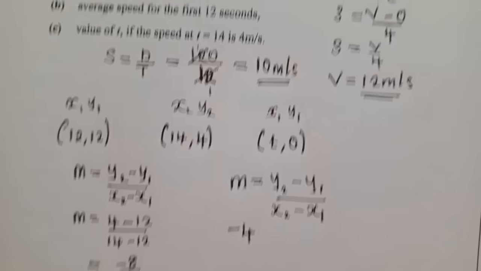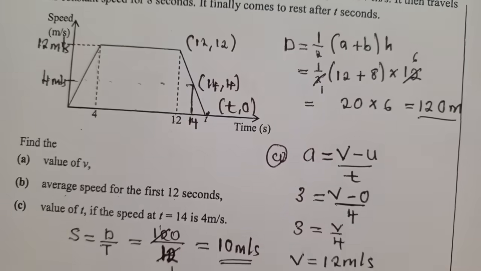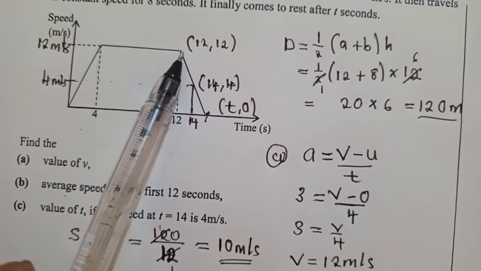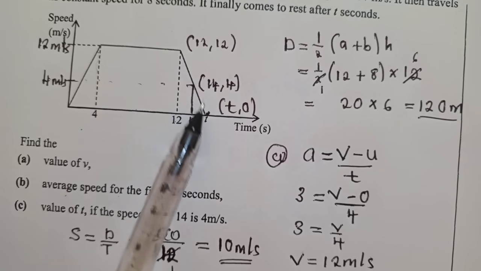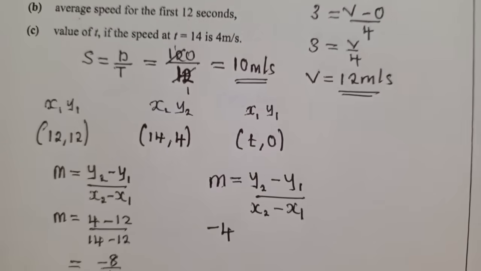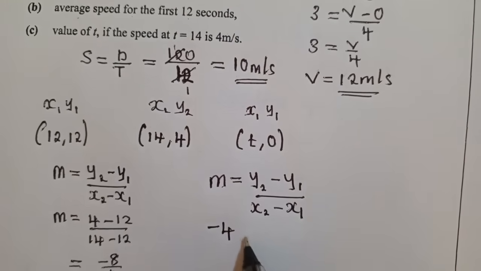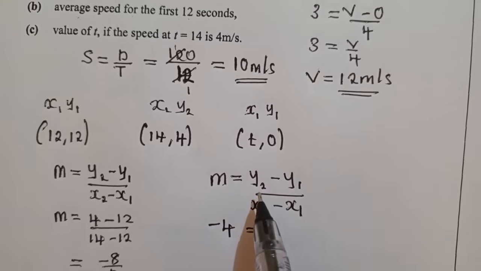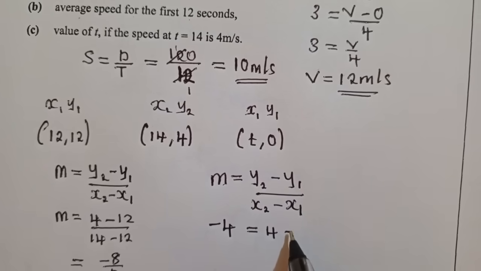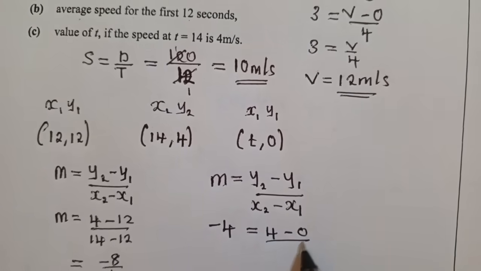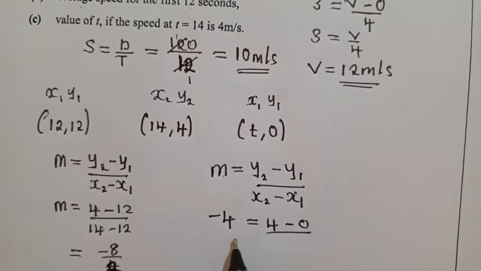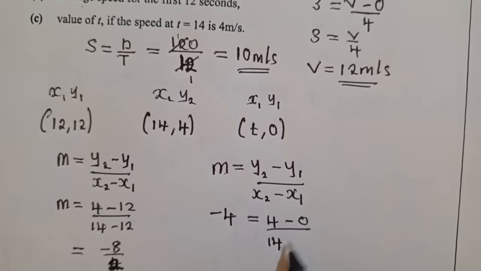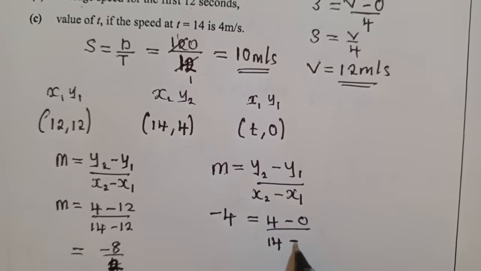So this is a deceleration. So retardation, look at this. The reason why I'm using this: retardation here will just be the same up to here. So whichever point you pick, for as long as it's along this line, the deceleration will be the same. And that's why we are using this as our deceleration here again, because we know that it will be the same. So our y2 will be 4 minus y1 which is 0, over our x2, which will be 14, minus our x1, which will be t.